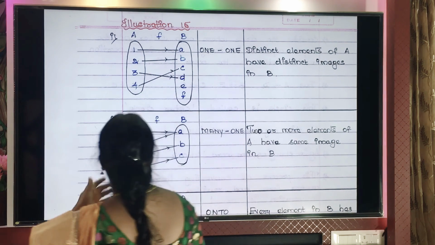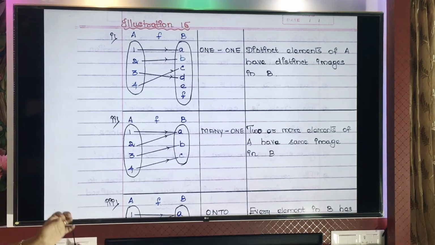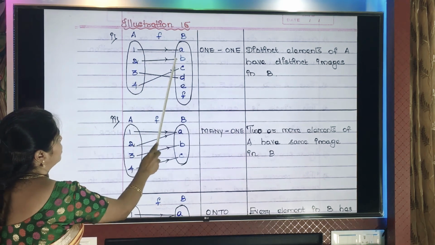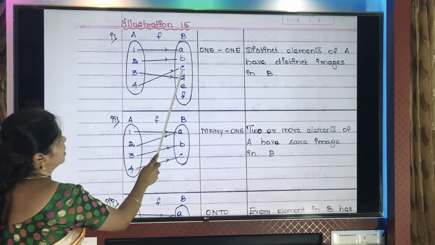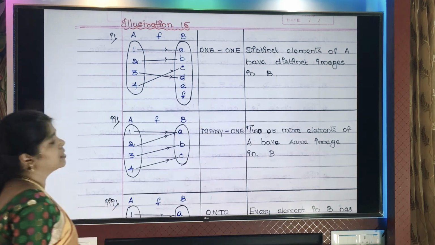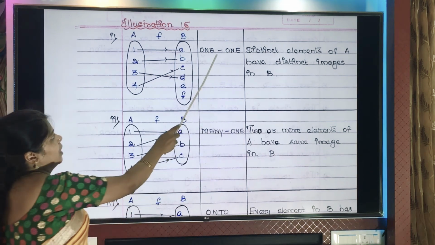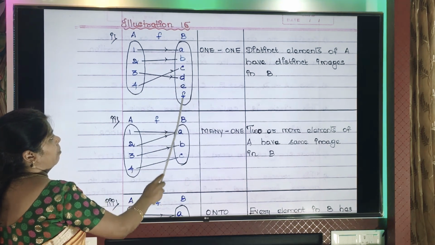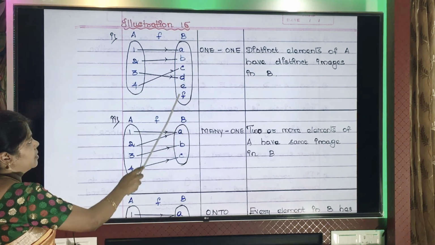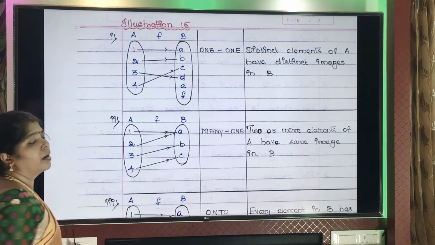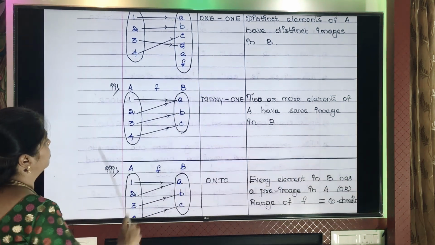There is one more illustration to find out the type of the function. See here, different elements are getting mapped to different images. Distinct elements of A have distinct images in B, so this you can call as one-to-one. Not only one-to-one, children. See here, range is not equal to codomain. These elements do not have pre-images. So this can also be called as into function.